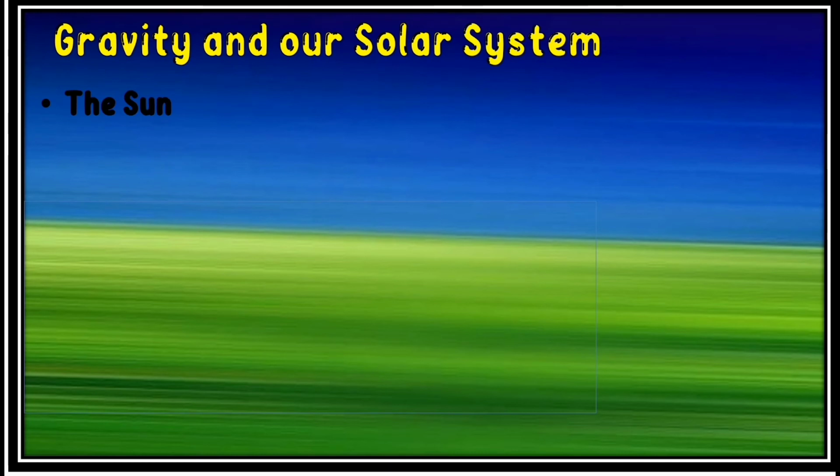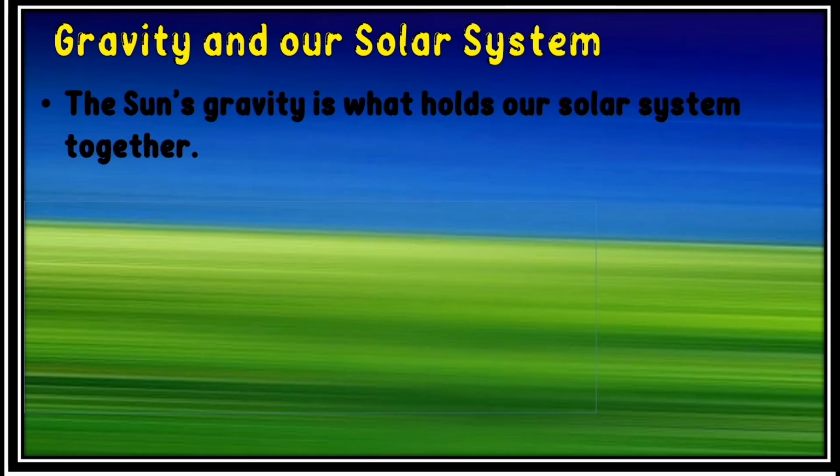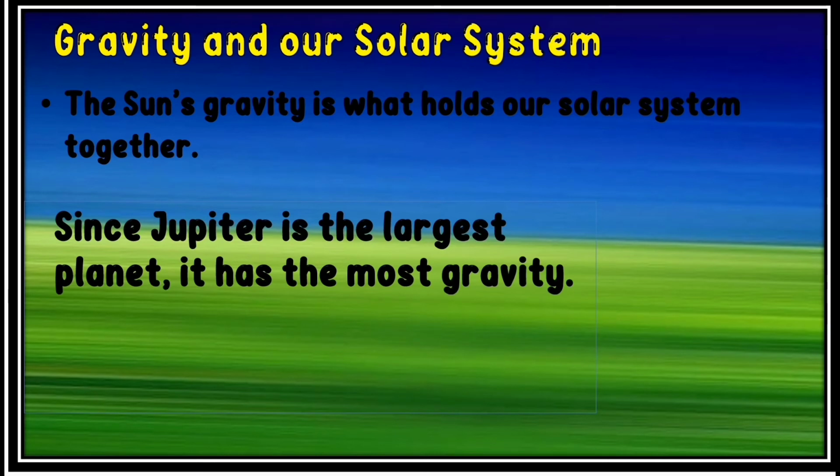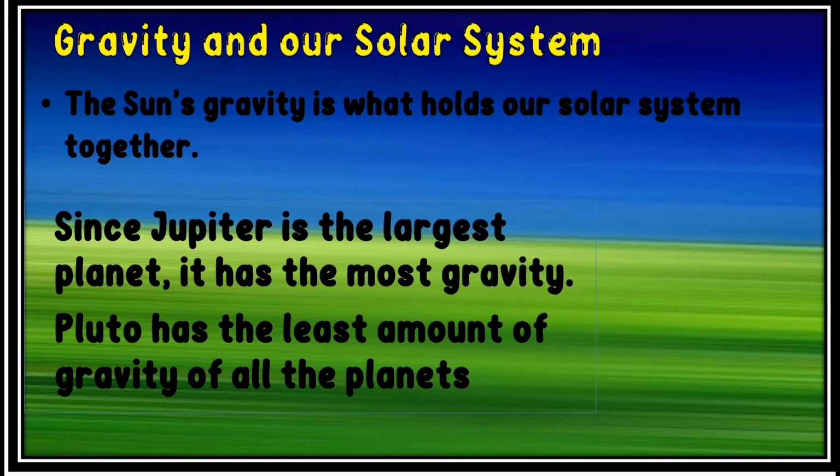Gravity and our solar system. The sun's gravity is what holds our solar system together. Since Jupiter is the largest planet, it has the most gravity. Pluto has the least amount of gravity of all the planets. But when we talk about the different heavenly bodies in the solar system, of course, the sun has the strongest gravity among them.